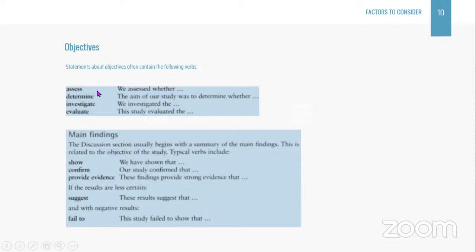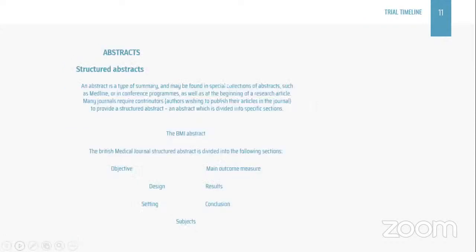As you can see, we have a lot of statements. And assess, for example, is to evaluate in this case. Okay. Do you have any questions here? No, teacher. Okay, thank you. Continue.